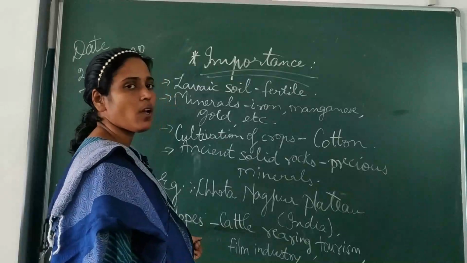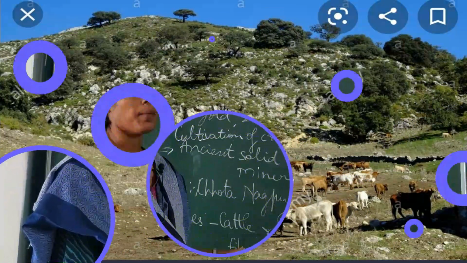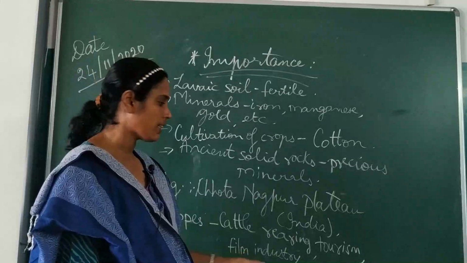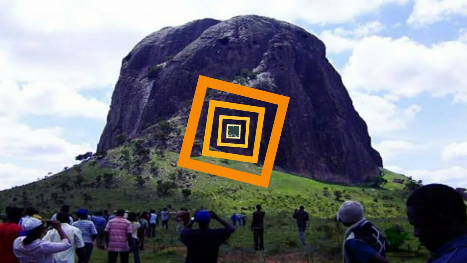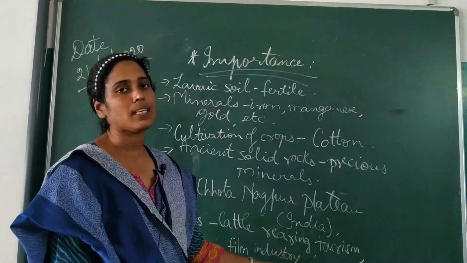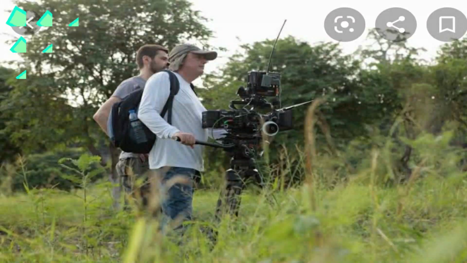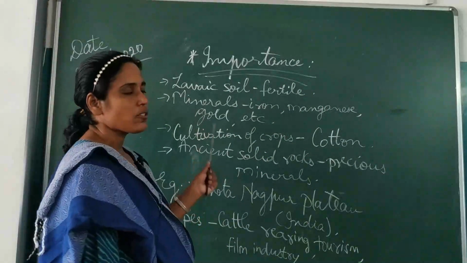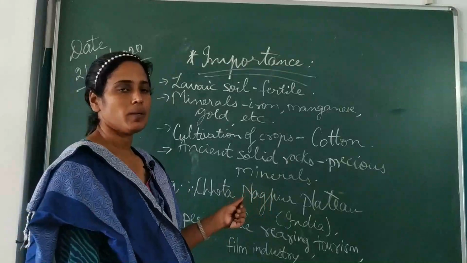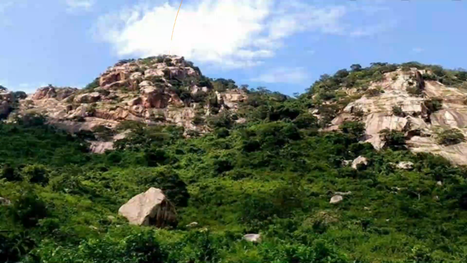Then, slopes of plateaus are very useful for cattle rearing. Why? Farmers can graze their cattle there because of the greenery. The tourism department also benefits because many tourism spots have developed here, and the film industry also uses plateaus to shoot different film scenes. So plateaus are of much importance for human beings, and an example here is the Chota Nagpur Plateau of India.